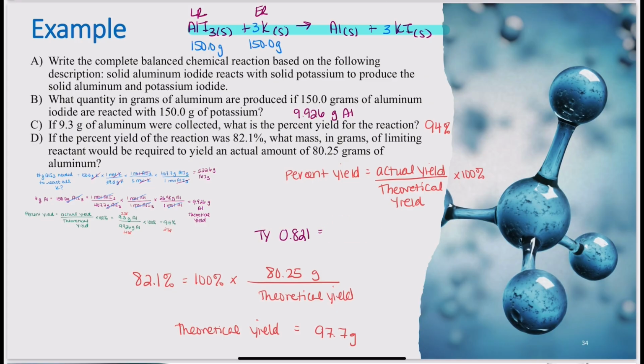Giving me 80.25 grams is equal to my theoretical yield times 0.821. So then I just divided both sides by 0.821 to isolate my theoretical yield. And I got 97.7 grams based on my 3 sig figs. 3 sig figs because of this. The 100 is an exact number.